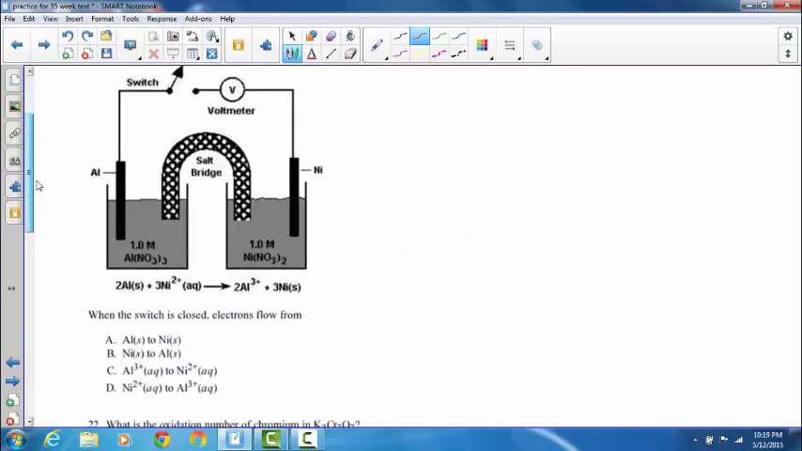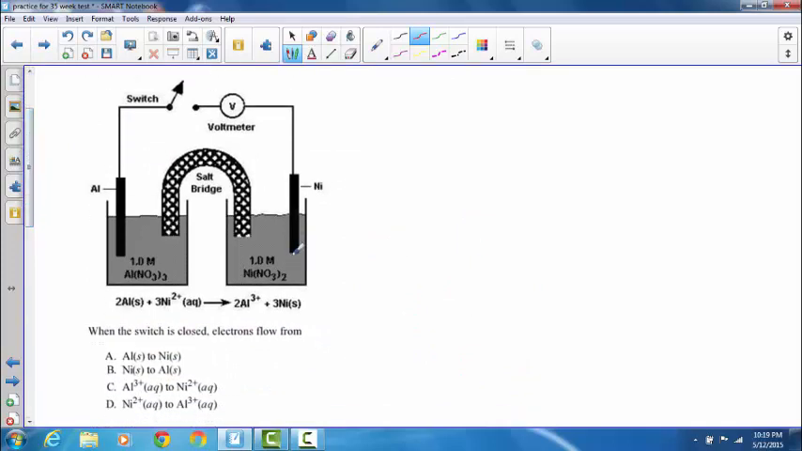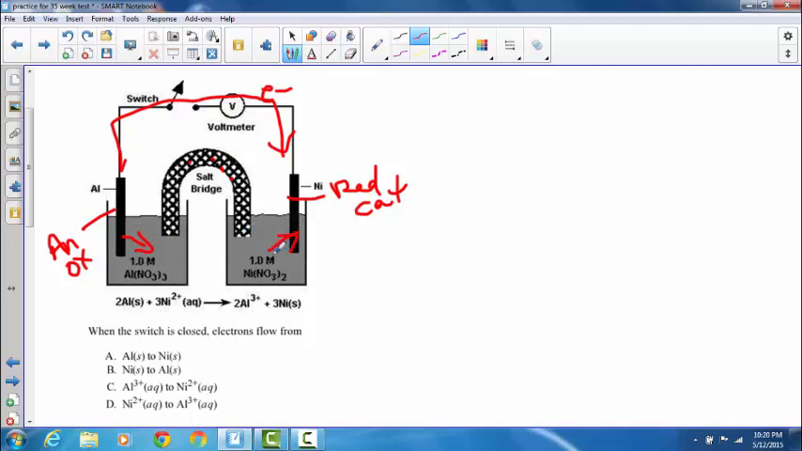All right, here's another voltaic cell, and it says when the switch is closed, electrons flow from. So if you are not sure, which I'm guessing you haven't memorized the activity series, you go to table J and you look up Al and Ni. Al is higher, so this is going to be my anode, and this is going to be my cathode. The electrons will move in this direction through the wire. Ions will move through the salt bridge. This will lose mass as it forms aluminum ions, and this will gain mass as nickel gains atoms over here.